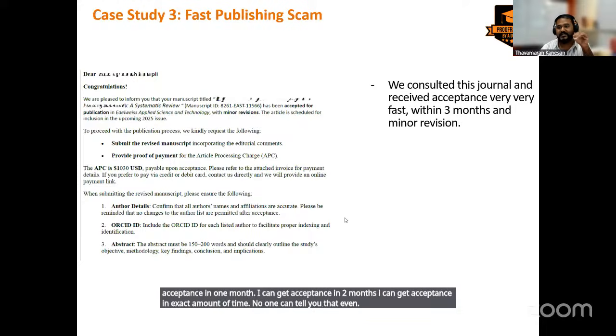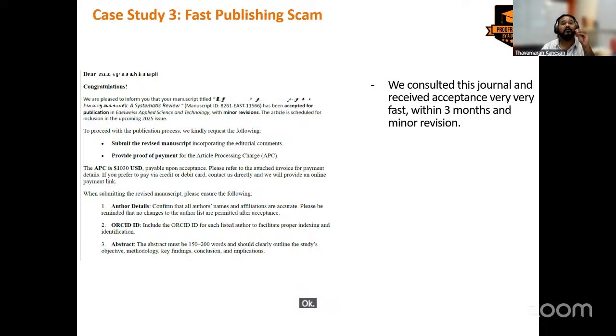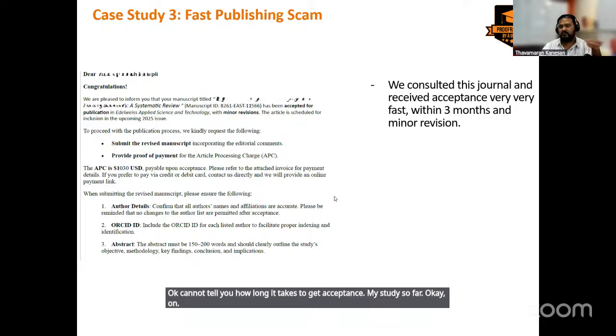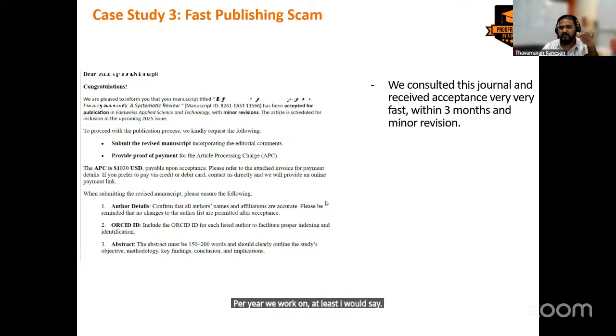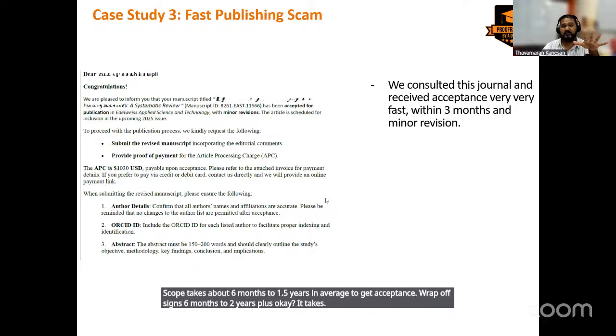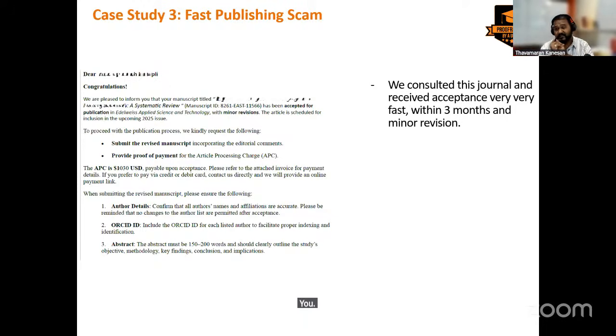Even the journal editors cannot tell you how long it takes to get acceptance. From my study, on all the papers we work on, per year we work on at least, I would say, several thousand papers. We coach, we consult, and so on. Scopus takes about 6 months to 1.5 years on average to get acceptance. Web of Science, 6 months to 2 years plus. It takes a very long time. So if anyone tells you fast publication, or if you are waiting to publish slowly after you finish your thesis, you are in for a ride. Better start early.